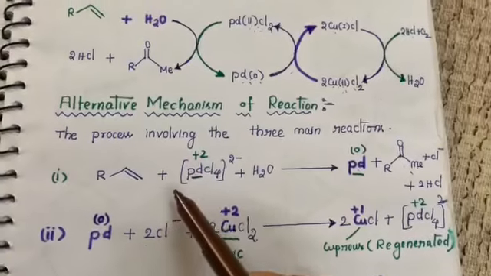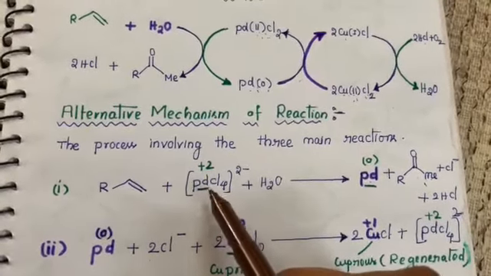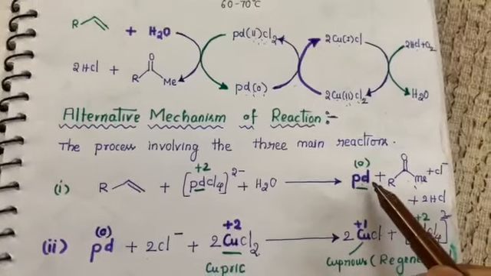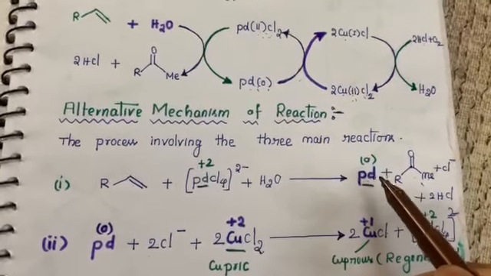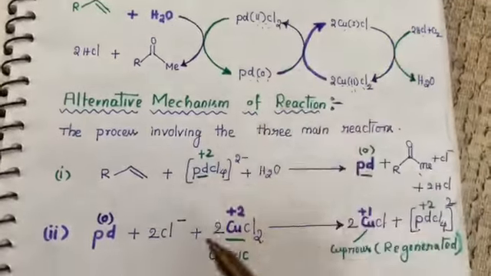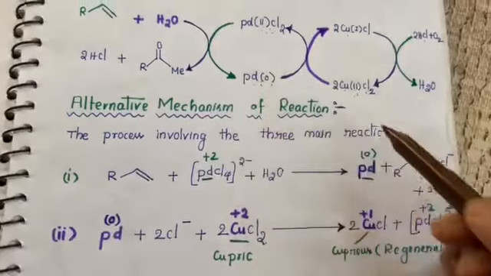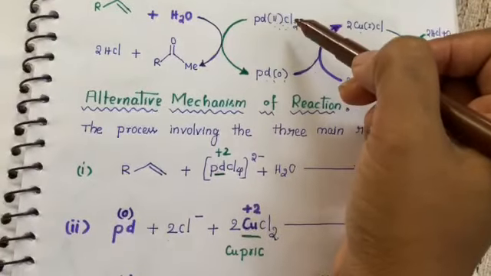But during this first step, if you observe, the palladium chloride changes its oxidation state from palladium plus 2 to palladium 0. So the palladium 0 cannot be reused directly as a catalyst. It has to be reoxidized again to palladium 2. So the second step is the regeneration of the catalyst. That means the palladium 0 produced in step 1 needs to be regenerated as palladium 2 chloride.